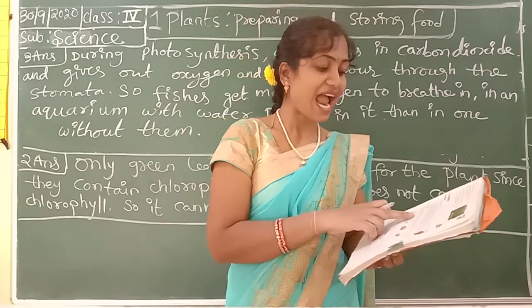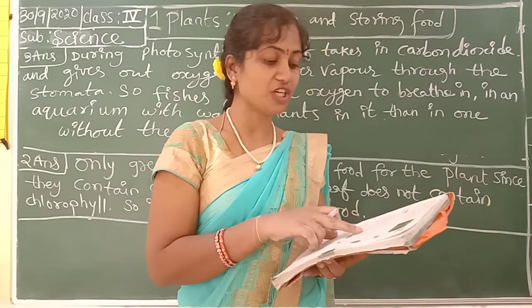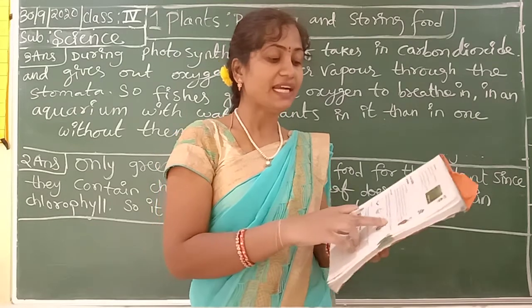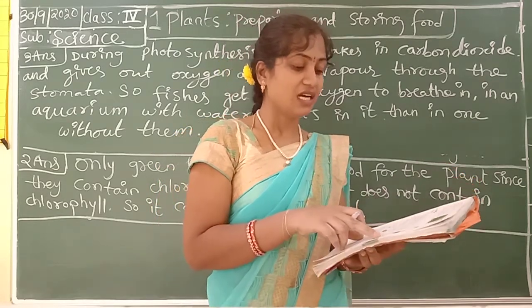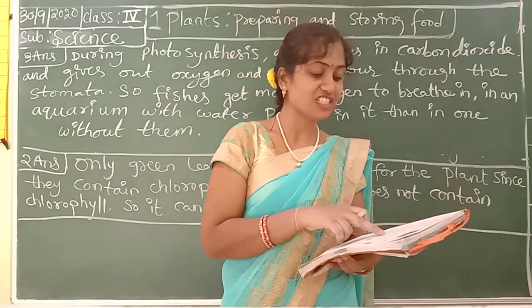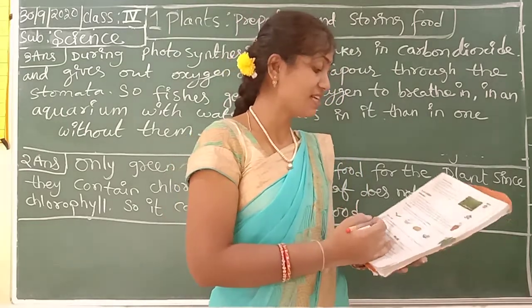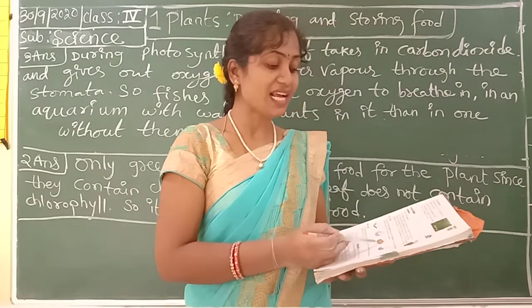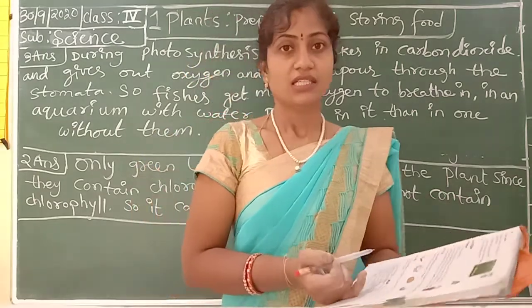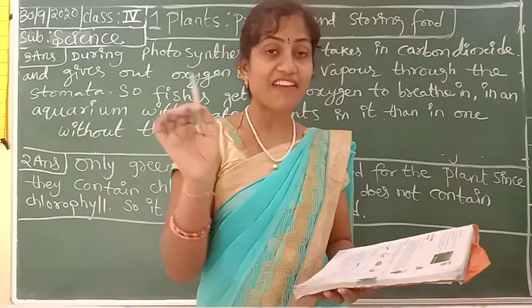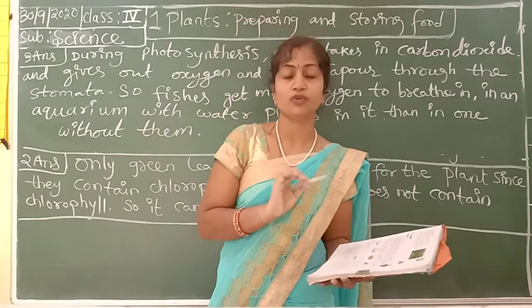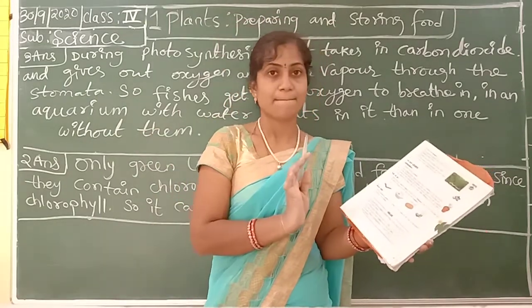See this. Add a drop of iodine solution to each of the following. Tick the ones that turn blue black. Discuss in your class why this happened. Okay, here are some examples: bread, cooked rice, boiled potato, milk. Okay, I will give one clue for you.